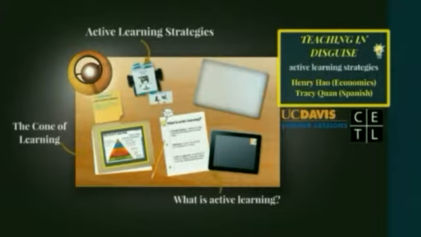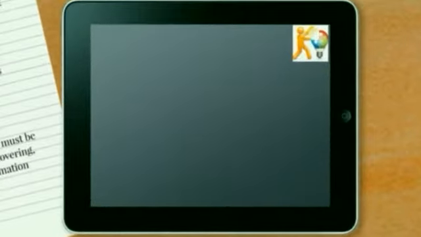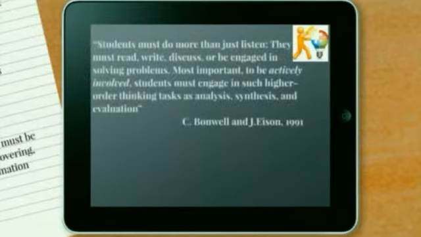In this video, we're going to discuss what is active learning. Let's look at what experts suggest about active learning first. Students must do more than just listen, they must read, write, discuss, or be engaged in solving problems. Most important to be actively involved, students must engage in such higher order thinking tasks as analysis, synthesis, and evaluation.